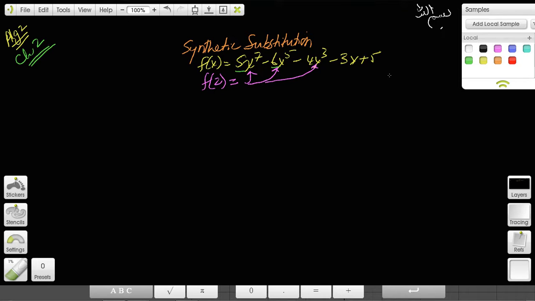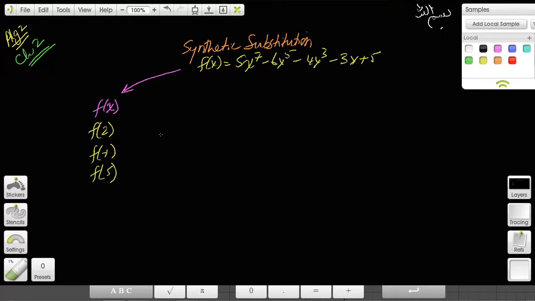Now we shall review this inshallah next time, but I wanted to suggest that we use synthetic substitution for three important purposes. First, we use it basically to find f of x, for example f of 2, or f of negative 1, or f of 5. So we use it basically to find the value of the function for the given domain. So that's one important reason.